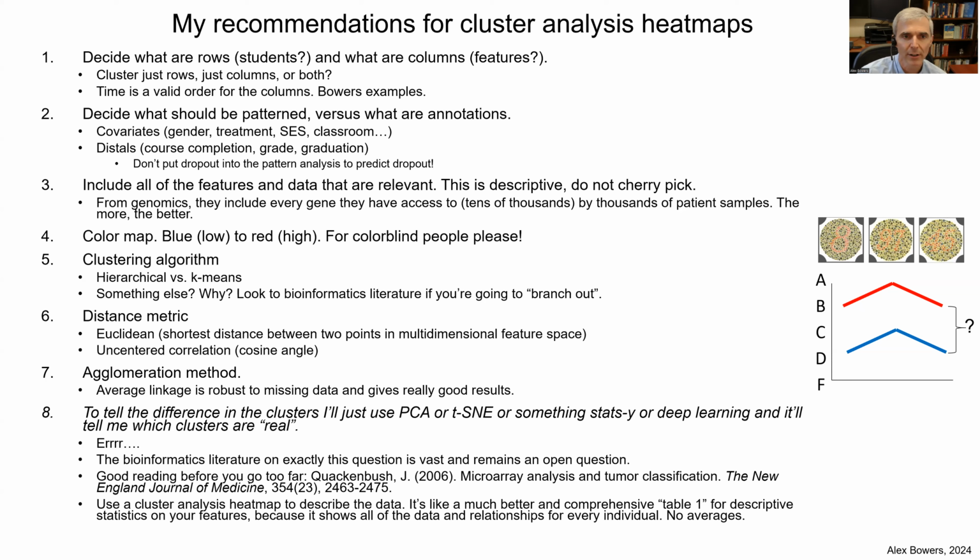Agglomeration method, I'll show you in a moment. I like to use average linkage since, as I've said, it's robust to missing data. It gives really good results, but there are a lot of other ones. Complete is one of the defaults in a lot of places, but I'm going to talk through average linkage, and it's then up to you if you want to go look for something else.